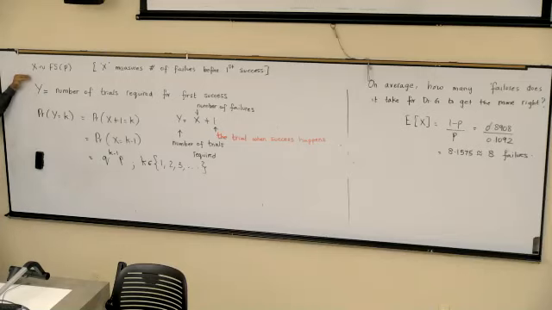Your book tries to distinguish it and call that one a first success distribution and that one a geometric distribution. But in reality, both of them are geometric distributions. Does that make sense? Okay.